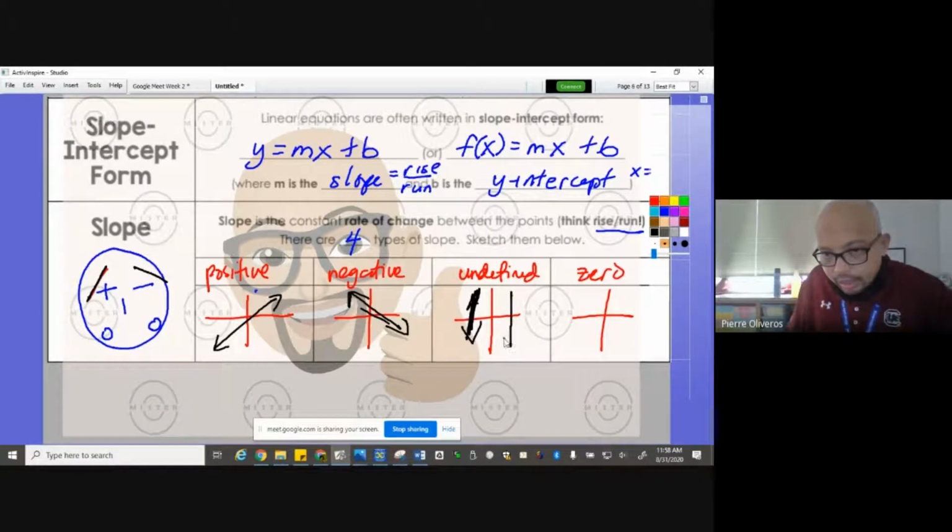Or like this. That's a vertical line, so the slope is undefined. And if the slope is 0, that means it's just a horizontal line. Okay, that's the idea there.